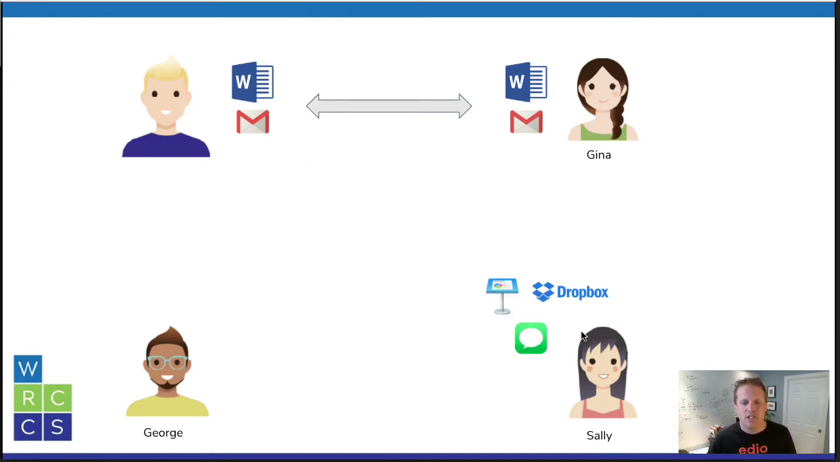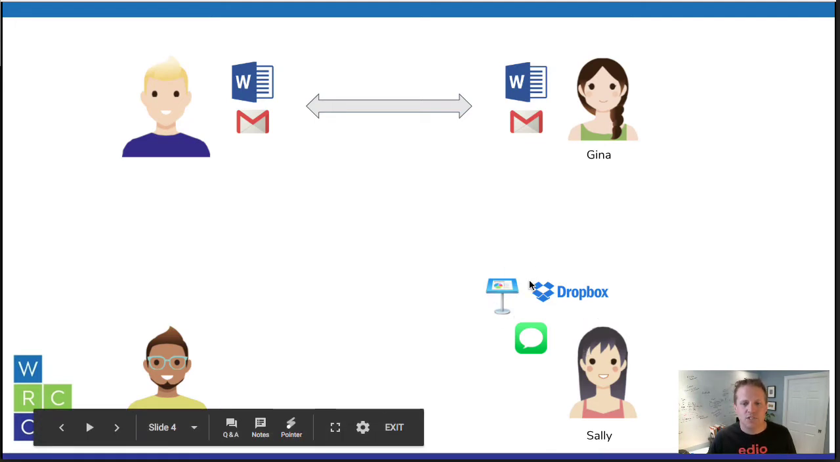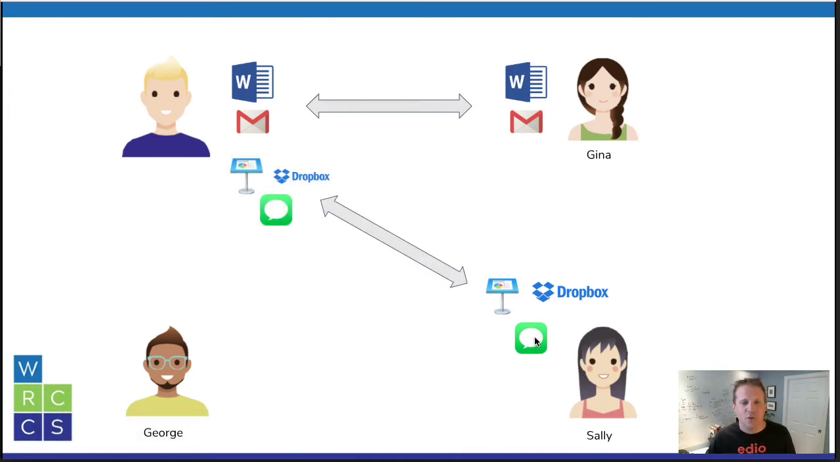But then Sally comes along. She's a big Mac user. She wants to use Keynote, and she stores it in Dropbox, and she sends me an iMessage to say, hey, can you look at my Keynote presentation? So I load up Keynote, and I get iMessage, and I get onto Dropbox, and I communicate back with her on that document. Then George comes along. He's a big Google fan, so he wants to discuss some files he's posted in Google Drive, and he does that over Hangouts.